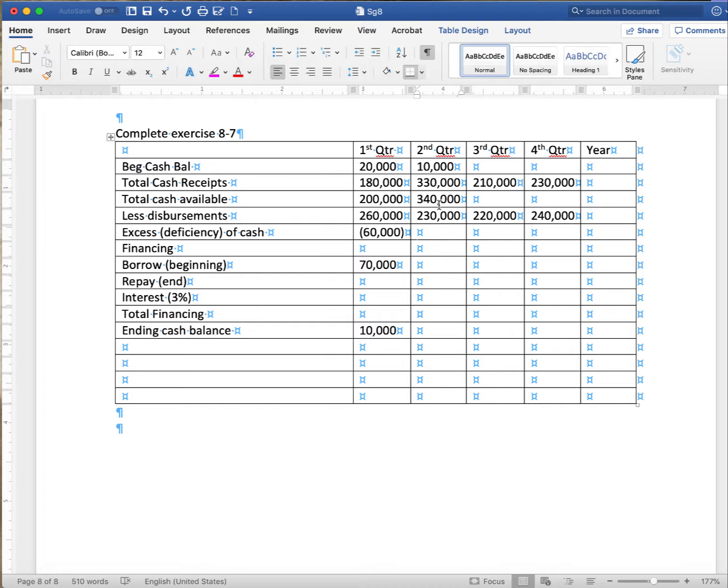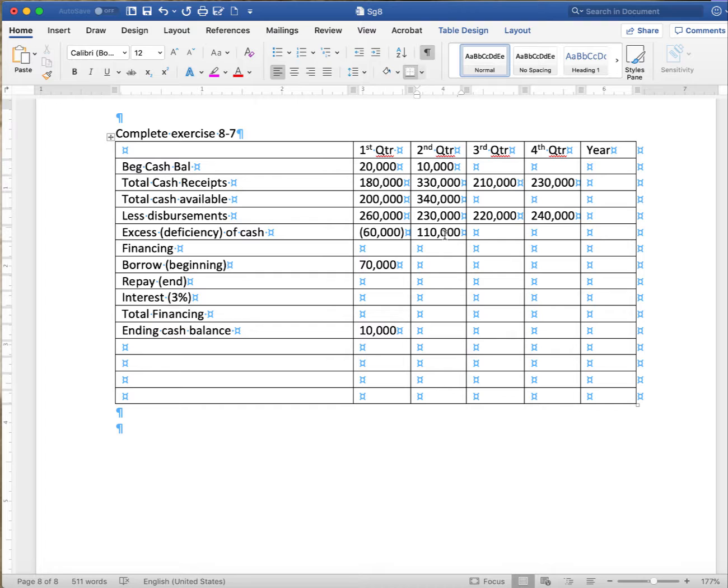From what I have available, I need to subtract out the disbursements. Well, I only disbursed $230,000, meaning raw material purchases, direct labor cost, manufacturing overhead cost, and selling and administrative cost totaled up to $230,000. Great. Fantastic. That means I have $110,000. I have $110,000 excess, right?